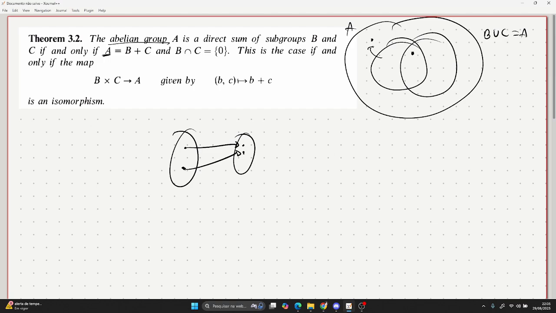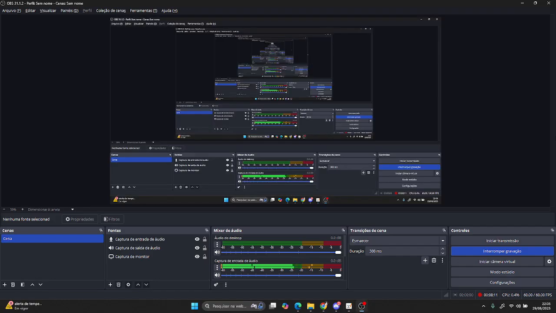Well, that's it, guys. I hope you understood it, and I hope you liked it. So it's an isomorphism relation. You just need to prove that it's an isomorphism. If it is surjective and injective, then it's bijective, and so it is an isomorphism. That's it. It's not difficult, but it's a great understanding.